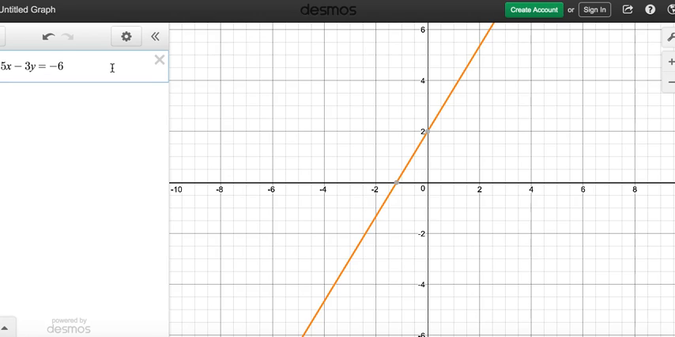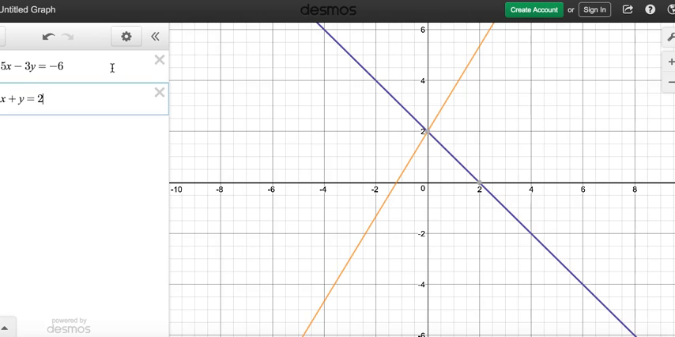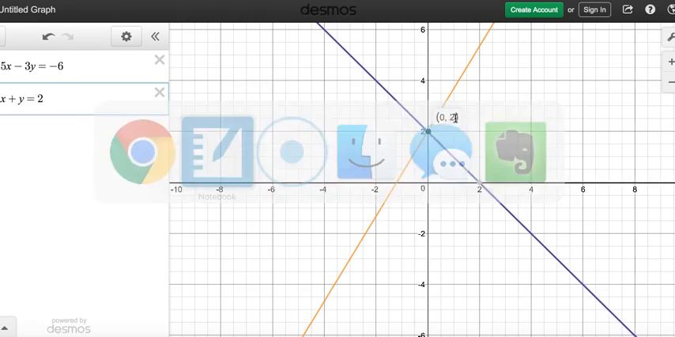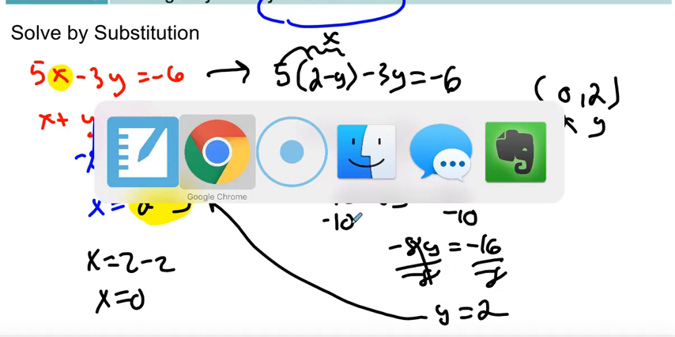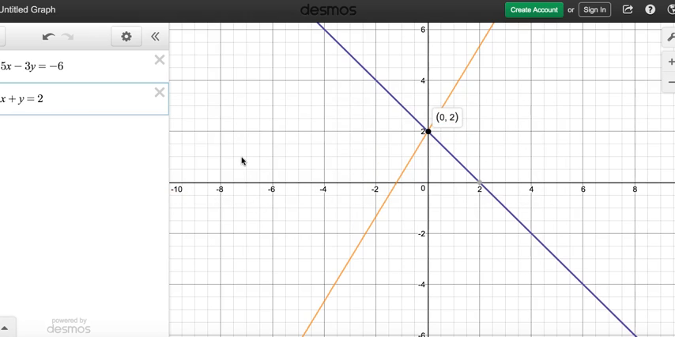And then our second equation was x plus y is equal to 2. And what do you know? Check out the solution, 0, 2. Bam! So here, we did this algebraically, called substitution. And here we did it graphically. They're the same thing. They're both mathematically sound. Just one's graphing and one's using our algebra skills.